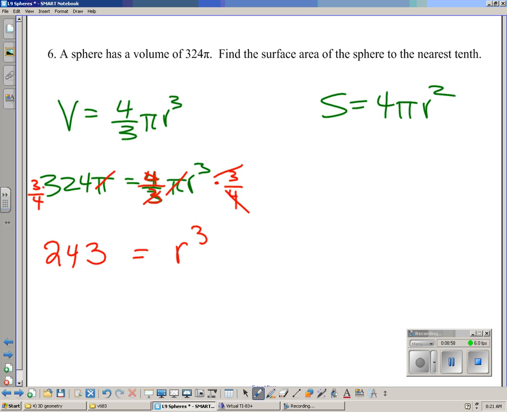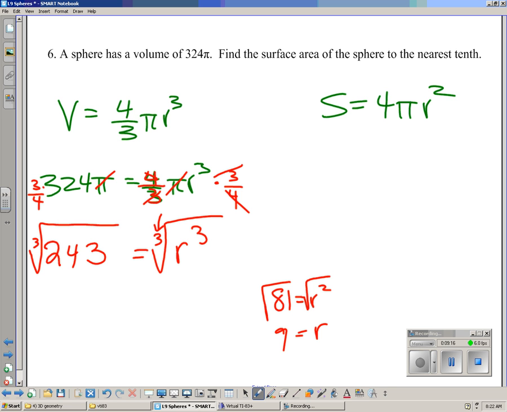Now, a new little device that we have not seen yet. If I wanted to solve the equation, for example, 81 equals r squared, I would take the square root of both sides, and I would get 9. So when I want to undo a cube, we do something called the cube root. And we write a little 3 to signify it's not a square root anymore, it's a cube root. And this will be the number that when I multiply it by itself 3 times, I will get 243.